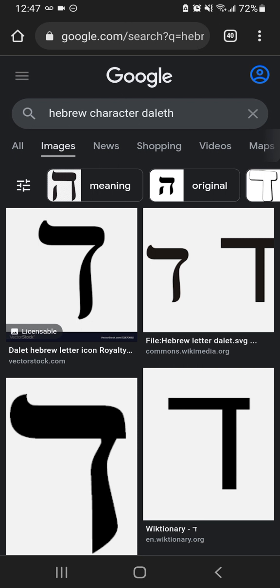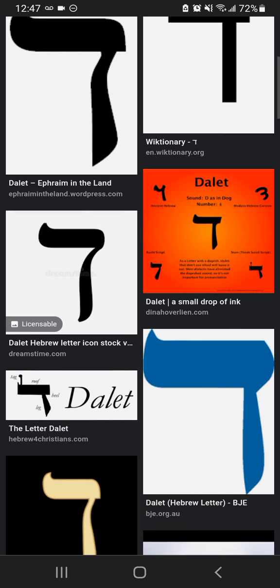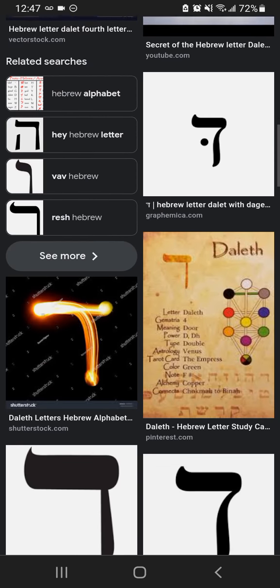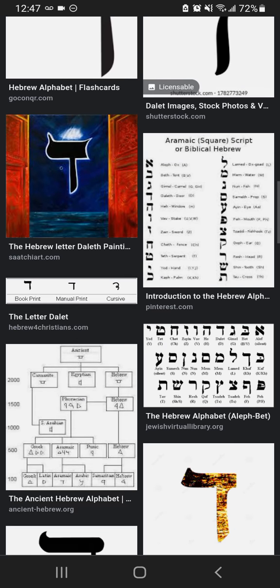We're going to get straight into it. This is the Hebrew character Dalet. Dalet is the fourth character, so the numeric equivalent for Dalet is 4. And this is what it looks like as far as the modern script or the Aramaic script.